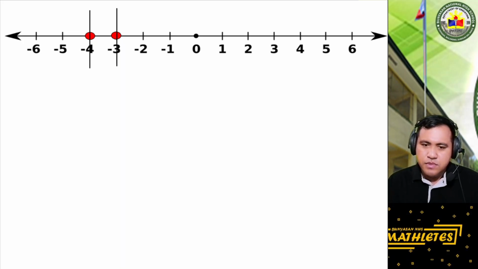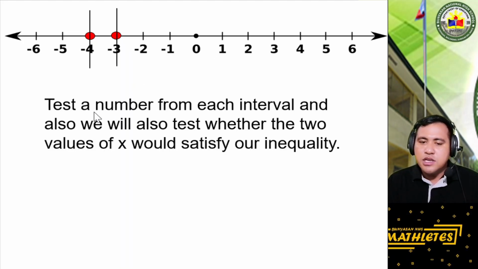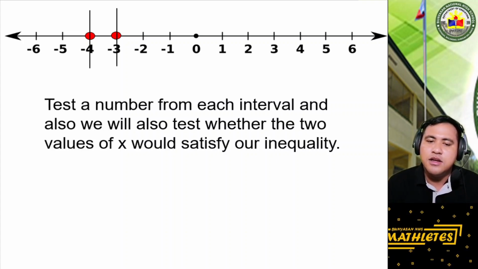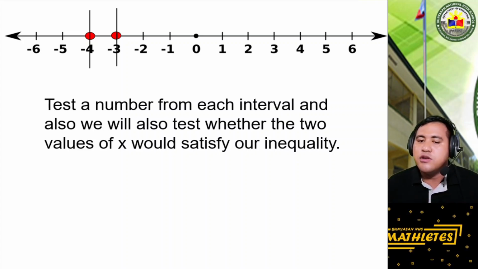Then on the right side, you can choose positive 6 if you like, but something closer like negative 2 is better, or you can even choose 0. You can choose any number from that interval. Then we will test the number from each interval.